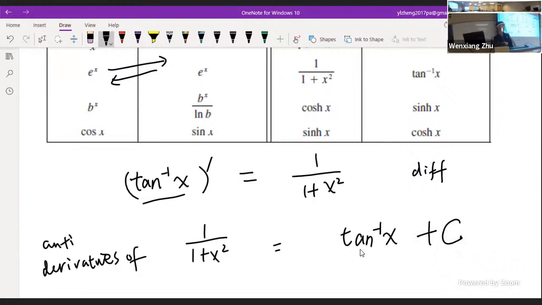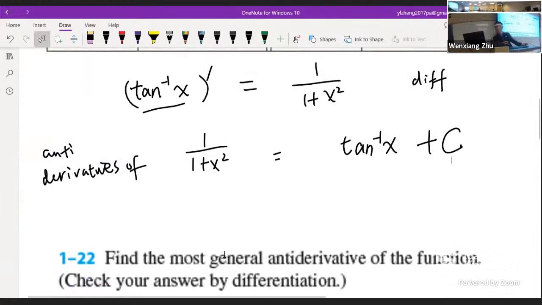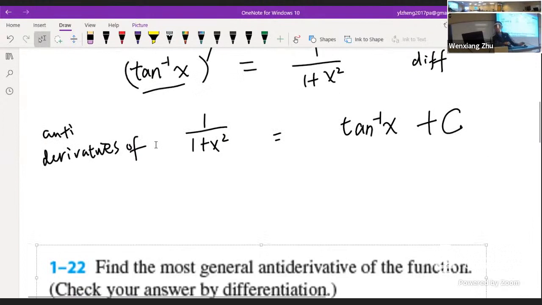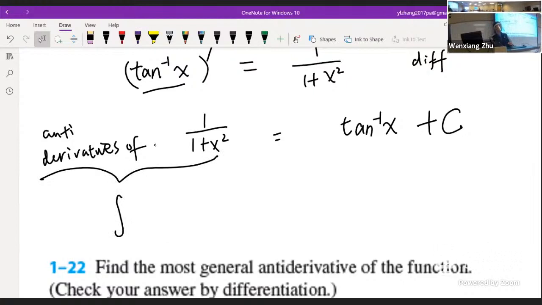Plus a constant C. Now the notation to write this down: every time, I don't want to always write down the word antiderivative. So people invented a symbol for the antiderivative of this function. You write this symbol, that's the integral, right? The integral of 1 over 1 plus x squared, then you put a little dx there. When you write something like this, people in mathematics will understand you're talking about the antiderivative. That's why we have a formula like this.